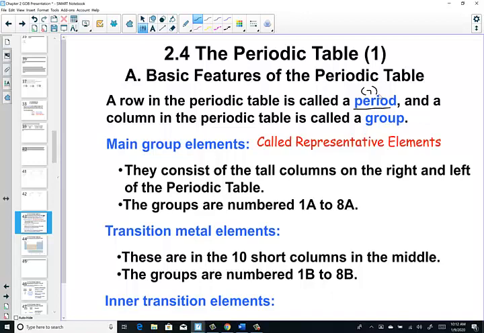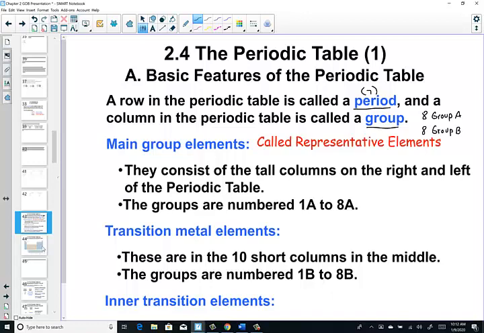If we have a column in the periodic table, a column is referred to as a group. And you'll notice that there are 8 tall columns we will learn are called group A elements, and there are 8 group B elements, those shorties in the middle.